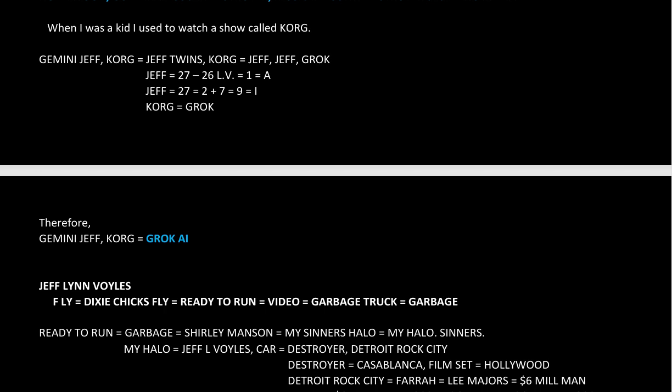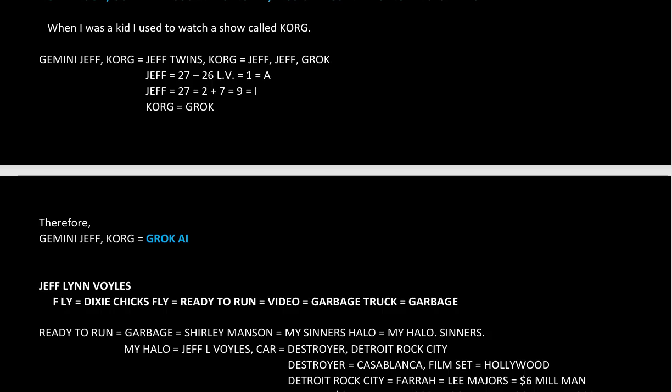All right, Jeff adds up to 27. Letter value 27: 2 plus 7 equals 9, which is I. Jeff adds up to 27, and 1 is A. Korg is the anagram of Grok. Therefore, Gemini Jeff Korg equals Grok AI.